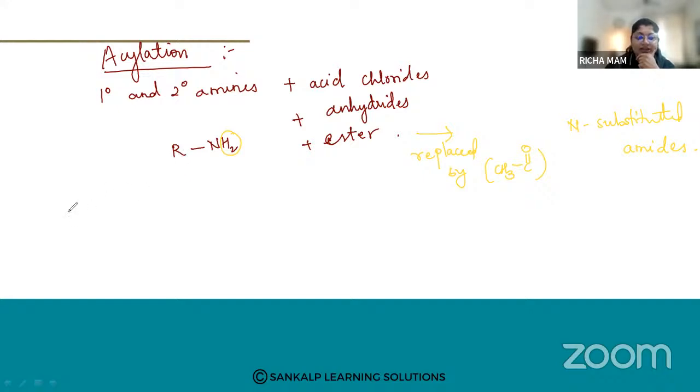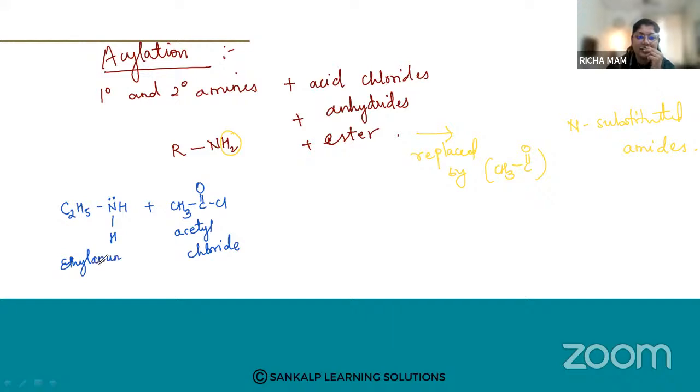Acylation reaction. So let me take ethylamine as an example. This is our primary amine, ethylamine. I am going to react it with acetyl chloride. So this is our acetyl chloride, CH3COCl, and this is ethylamine.